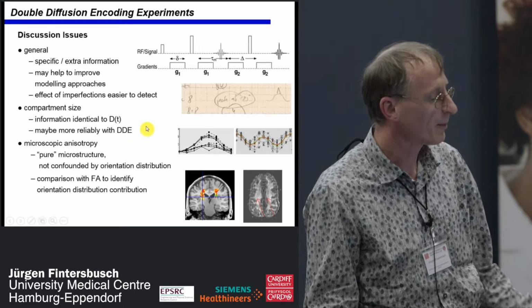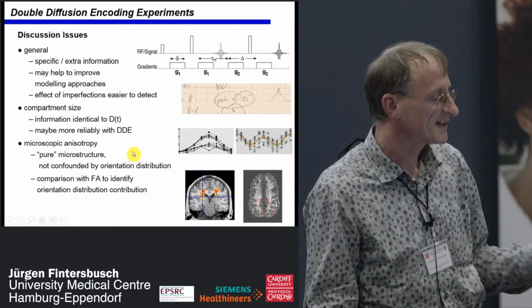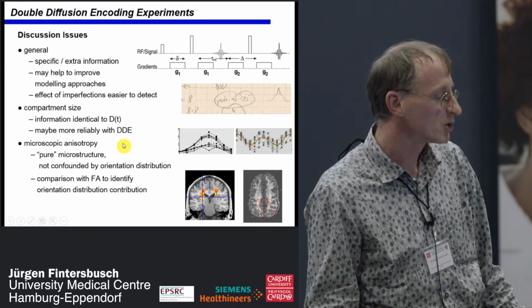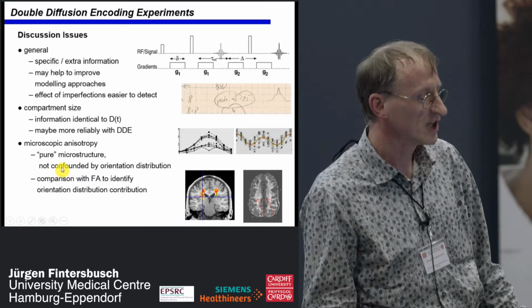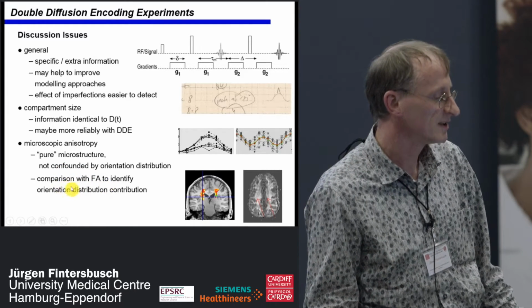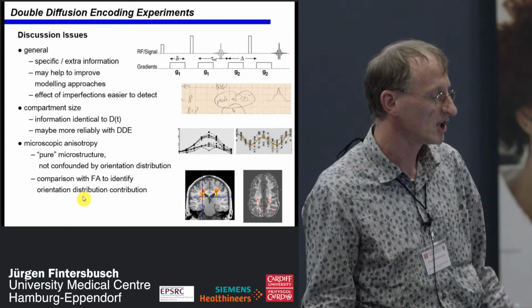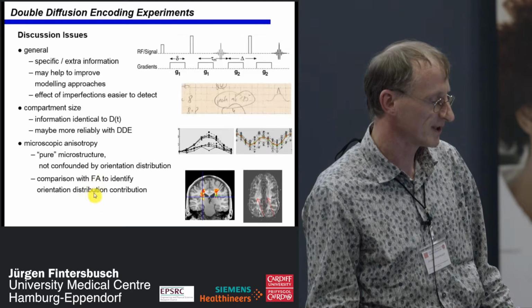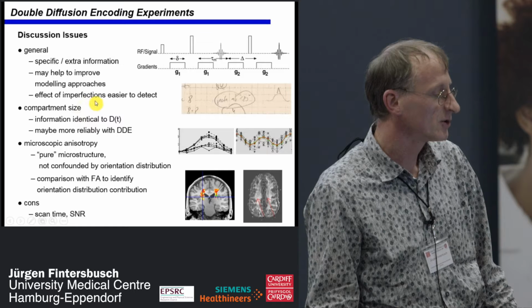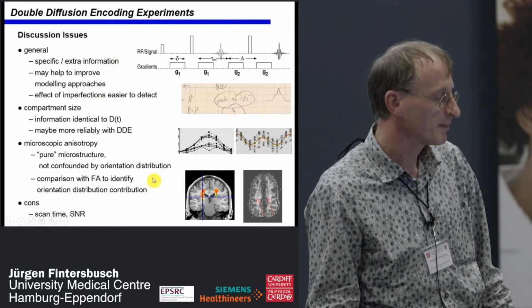And for the microscopic anisotropy, you would expect that the experiment provides really access to the pure microstructure of the tissue without being confounded by the orientation distribution like the FA, but the comparison with the FA may help to identify what's going on with the tissue, what is lost, and what orientational changes happen in a disease, for instance. The cons, of course, are that you need extra scan time if you want to integrate it in your model, and of course SNR, because you have two diffusion gradients, may be an issue.